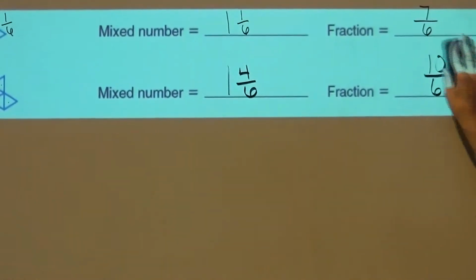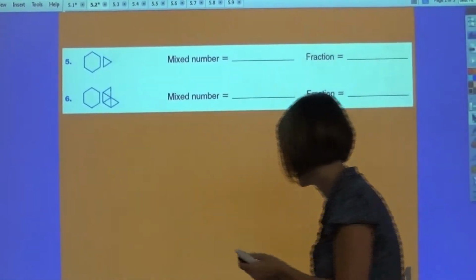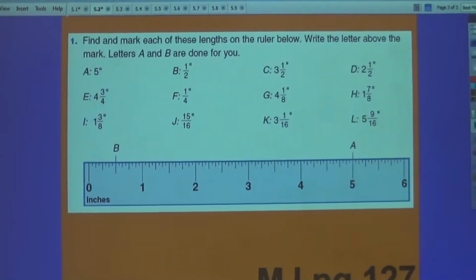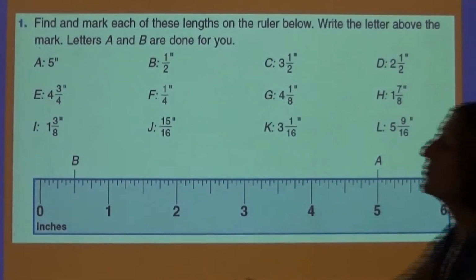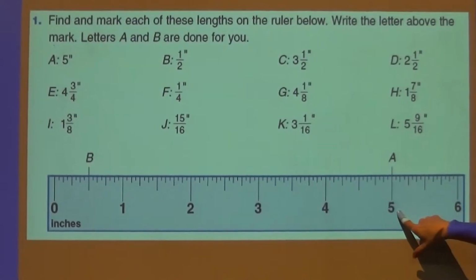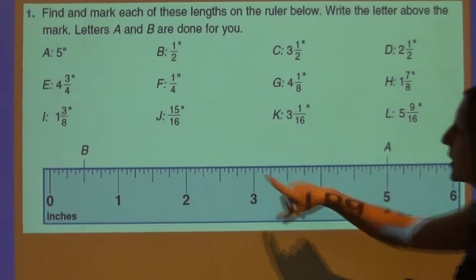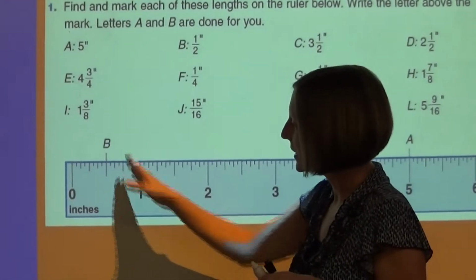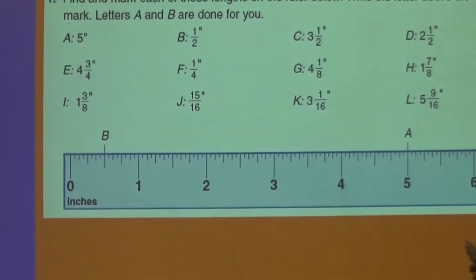We also use mixed numbers when we talk about measuring with a ruler. So let's do a couple of examples. On this page in your math journal, you will find landmarks, or find marks on the ruler and then label them with the letters. So they did A and B for you. Letter A was 5 inches, so they looked for each inch and came over to 5. For letter B, they did a 1/2 inch. So I know that this is 1 inch, and if I cut that inch in half, they labeled letter B right here at 1/2 inch.